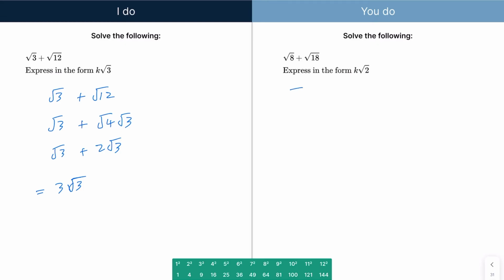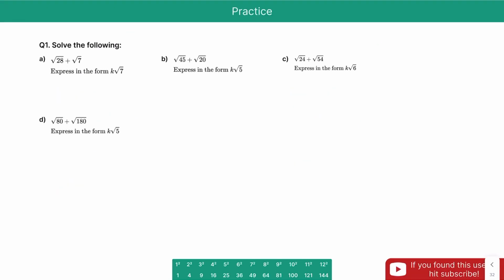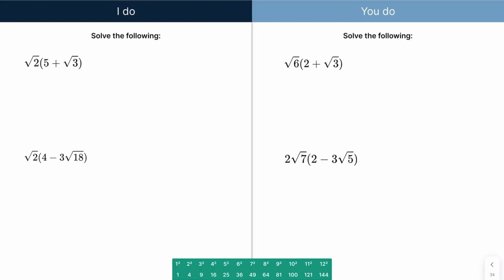And again, hopefully you've pressed pause and had a go at this one. So root 8 breaks down into root 4 root 2. Root 18 breaks down into root 9 root 2, which then becomes, well, that becomes a 2. That becomes a 3. And then if I add these two together, that is 5 root 2. And checking back to the answer, that's in that form, k root 2. So here's some practice questions for you to have a go at. And here are the answers.